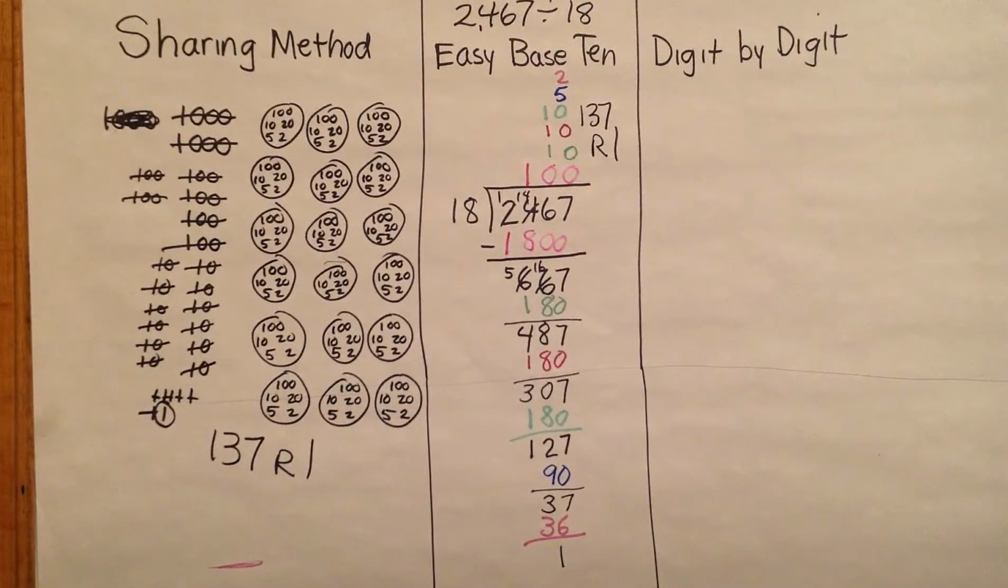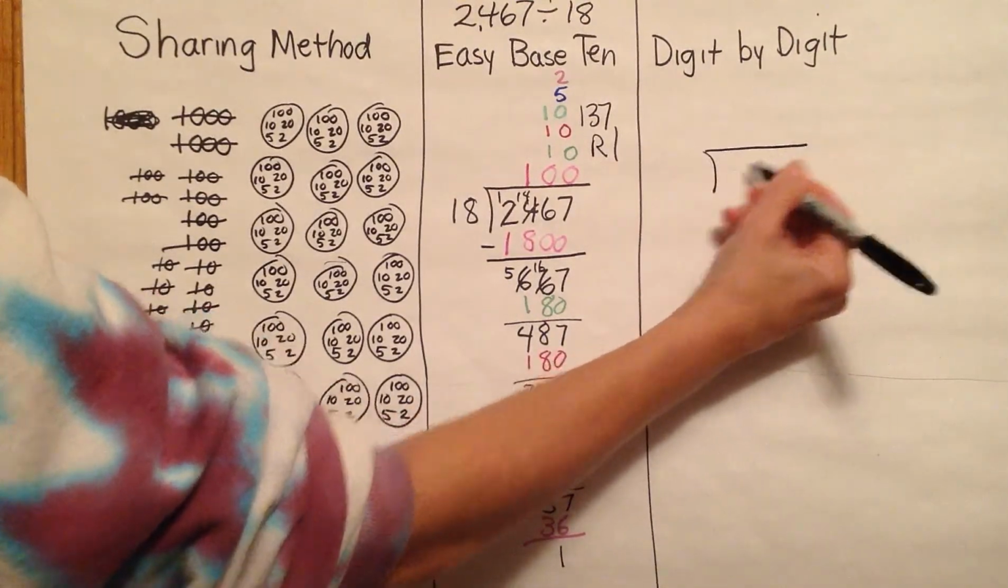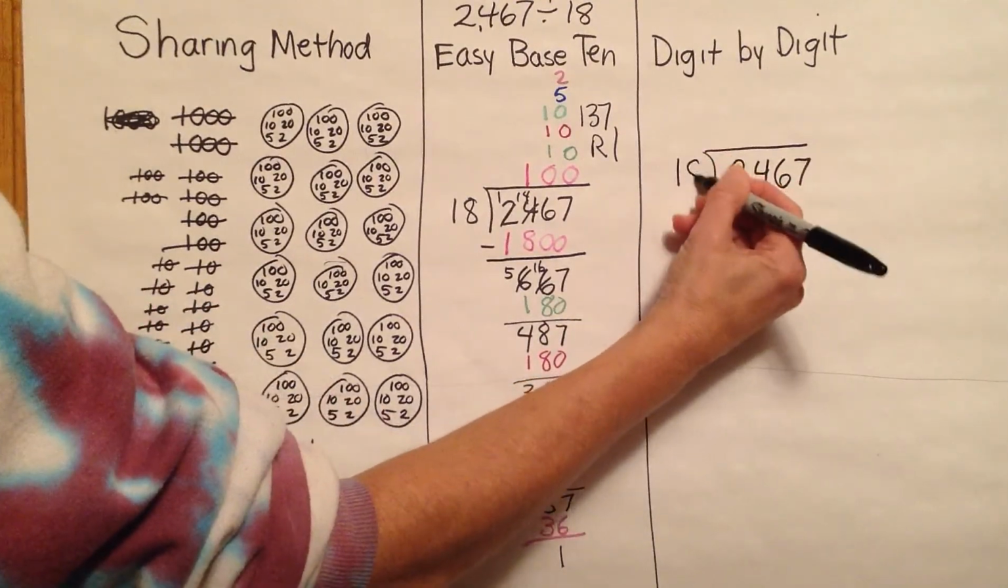Okay? You'll see that you got just about the same result here. Now let's go to the last method, that's digit by digit, and this is the one that all your parents love because we learned it this way. And I'm again going to start with a division box, 2,467, and I'm dividing by 18.